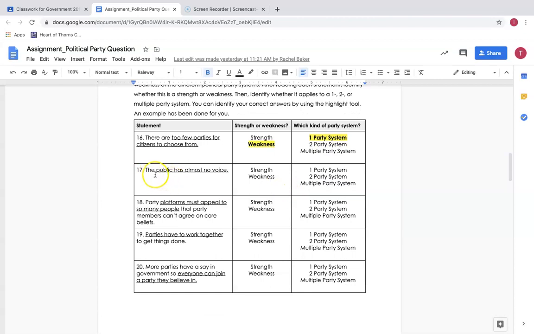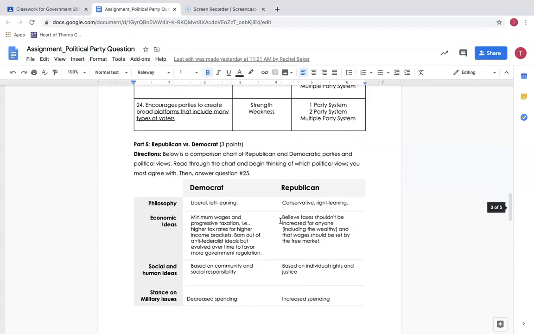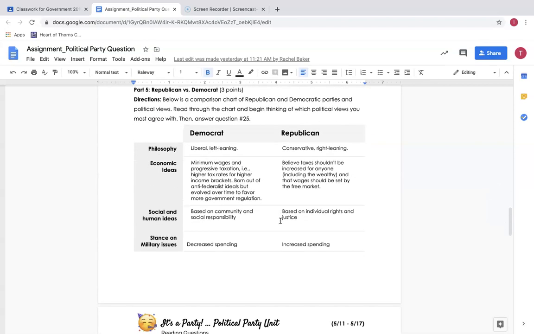For the second one, the public has almost no voice. You need to highlight whether you think that is a strength or a weakness. And then you need to highlight whether this is a one-party, two-party, or multi-party system. So you don't really have to type anything for this section. You're just highlighting.